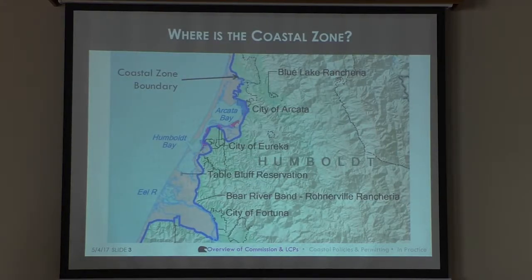Where is the coastal zone? That's a good question. It extends 3 miles out to sea, and inland it extends anywhere from a few hundred feet in highly urban areas to up to 5 miles in certain rural areas. And you can see in Humboldt Bay, it gets narrower in urban areas like Eureka, and it expands to include a lot of the agricultural lands.